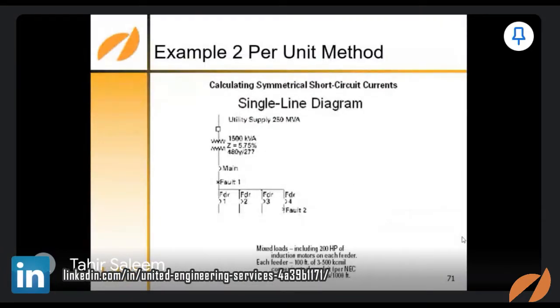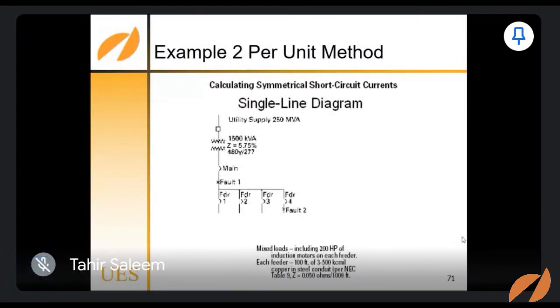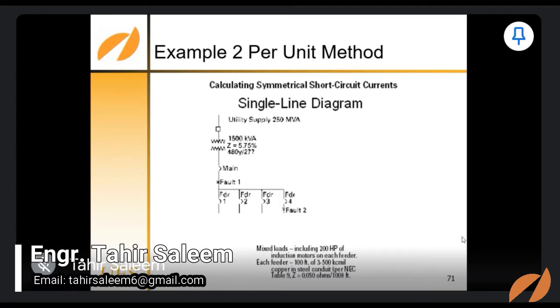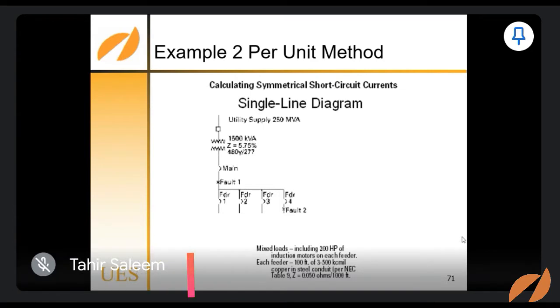Now let's come to the actual solution. I have intentionally kept the same 480 volts where I copied it, so that you can recalculate it as per your 400 volt, 11 kV Pakistani system voltage. So this is a transformer of 1500 kVA. Z is equal to 5.75 percent impedance, and the voltage you can recalculate. You have to take a pencil and a copy and calculate.